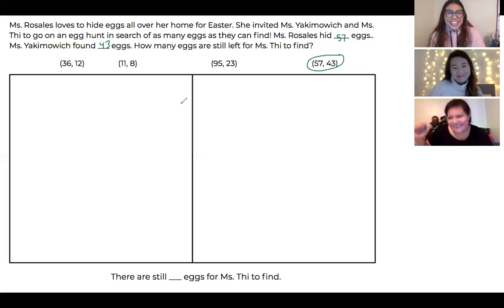We'll go with that one then. So now I'm going to read the story for the third time, and we're going to figure out what we're being asked to find or solve.